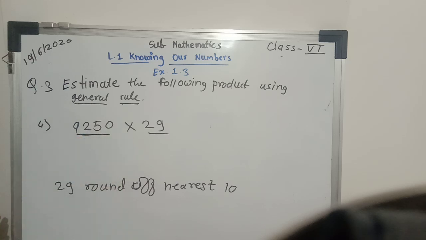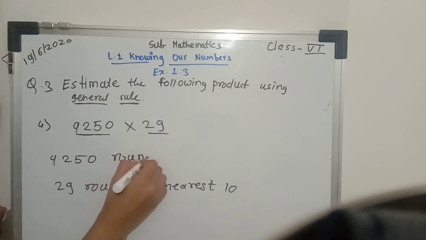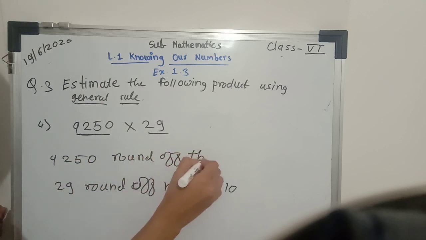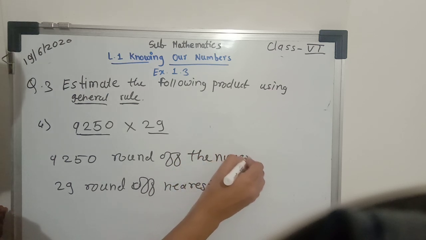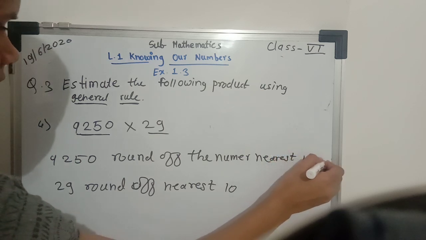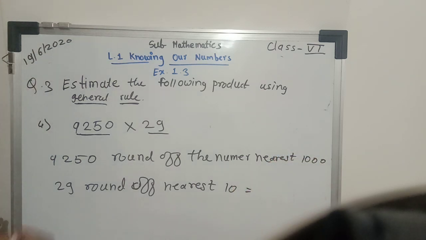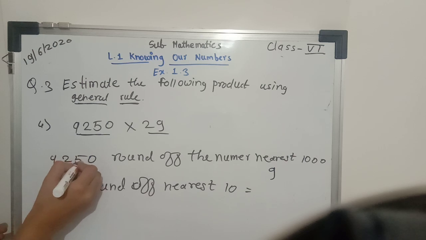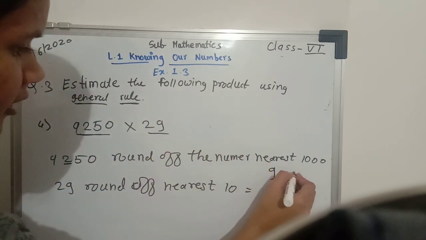Okay, and here for 9,250 we are going to round up this number to the nearest 1000. So we are going to round up the number to the nearest 1000. On the 100 place, 2 is there, which is less than 5. So what we have to do, we have to keep the 1000 place as it is and replace the 100s, 10s and 1's place by 0.